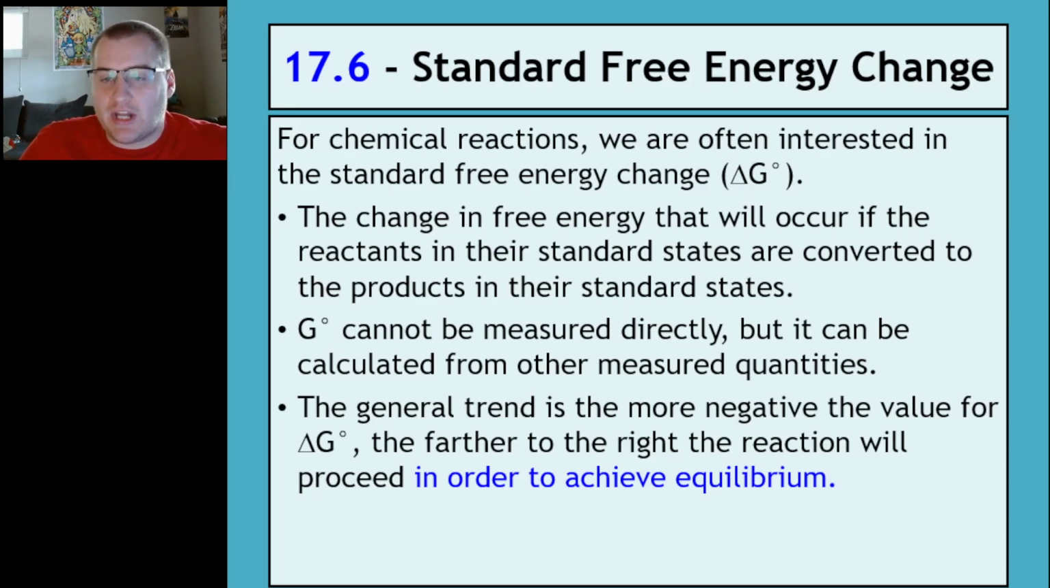Standard free energy cannot be directly measured, but it can be calculated from other measured quantities. The general trend is the more negative the value of delta G, the farther to the right the reaction will proceed in order to achieve equilibrium. So the more negative delta G, the more the reaction is going to be product favored at equilibrium.